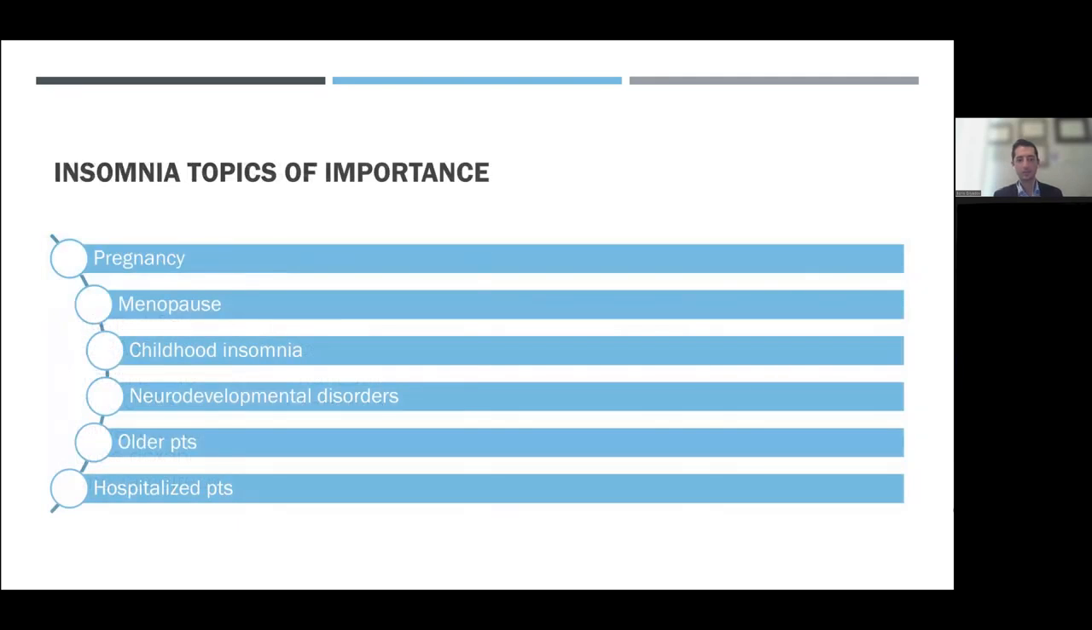And then there are some topics that I think are important to consider when you talk about insomnia that we don't have time to get into today, but I'll mention them: pregnant women and women with menopause, who have a statistical risk of sleep apnea similar to men, childhood insomnia, patients with neurodevelopmental disorders, older adults, and patients who are hospitalized. There are different settings to consider when it comes to how to approach sleep-wake disorders. And I think those are important topics to say out loud and to mention.